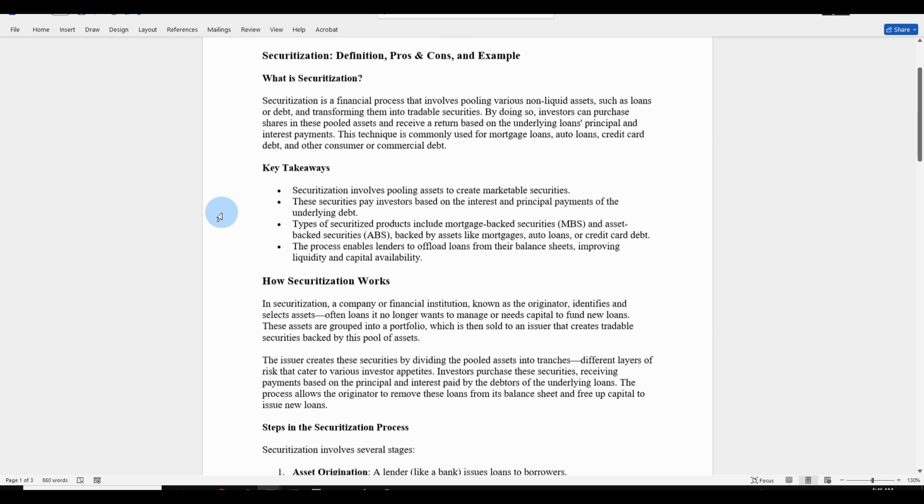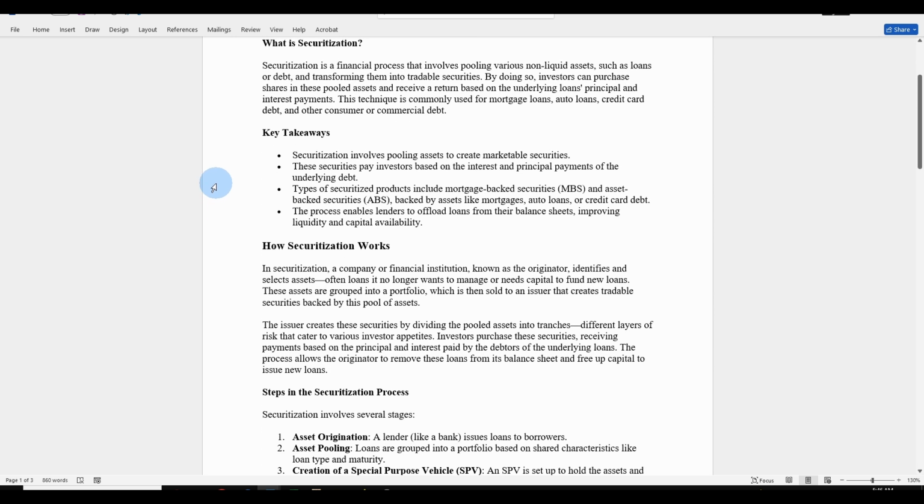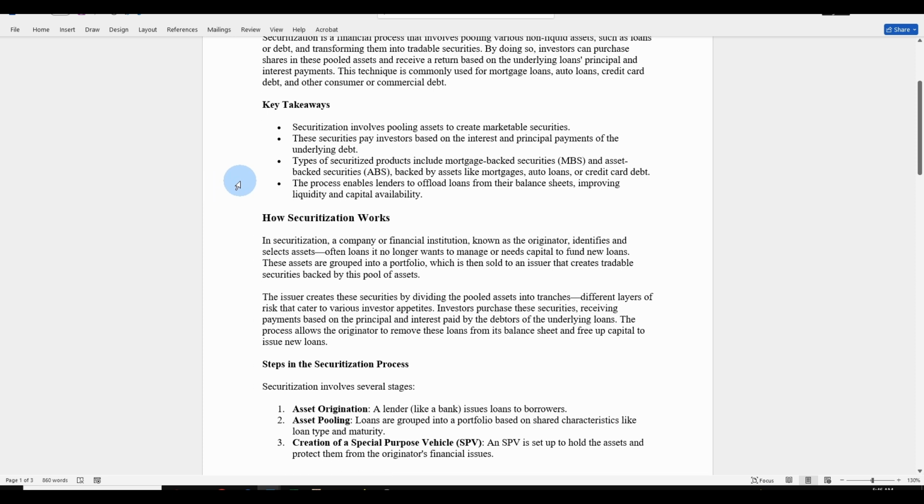or commercial debt. Key takeaways: securitization involves pooling assets to create marketable securities. These securities pay investors based on the interest and principal payment of the underlying debt. Types of securitized products include mortgage-backed securities and asset-backed securities, backed by assets like mortgages, auto loans, or credit card debt. The process enables lenders to offload loans from their balance sheets, improving liquidity and capital availability.